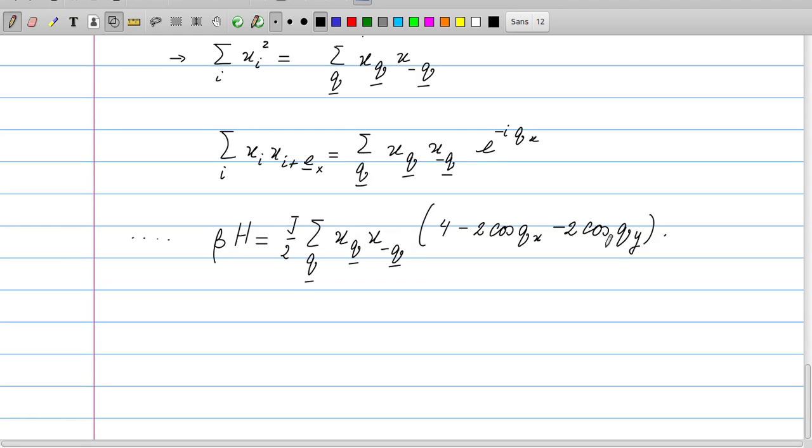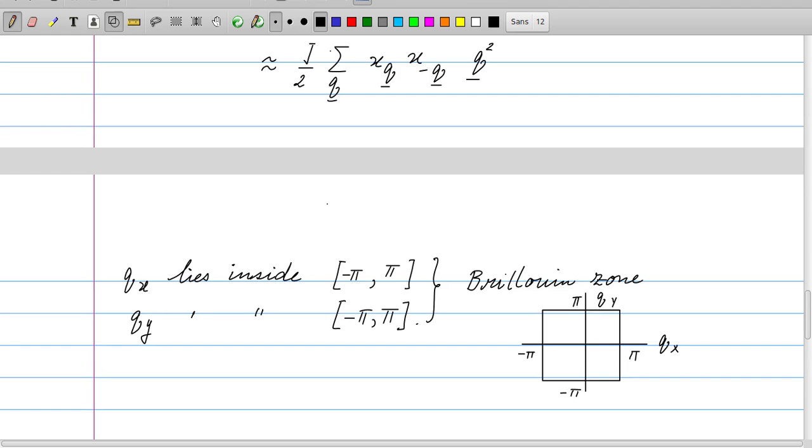In the end, we shall be interested primarily in the long-range behavior, where the q is small, and so we can perform a Taylor expansion for the two cosines. These Taylor expansions are respectively 1 minus q_x squared over 2 and 1 minus q_y squared over 2, and if we plug that in, it turns out that we find J over 2 sum over q of x_q x_{-q} times q squared.